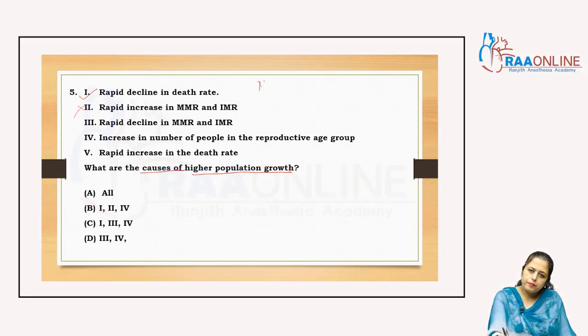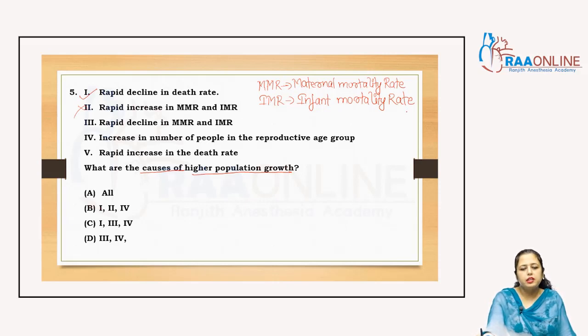MMR is maternal mortality rate, IMR is infant mortality rate, right? Infant mortality rate and MMR, that is maternal mortality rate, right? So if there is a rapid increase in MMR and IMR, it decreases the population, not increases the population. So that is wrong. Rapid decline in the MMR and IMR, exactly.